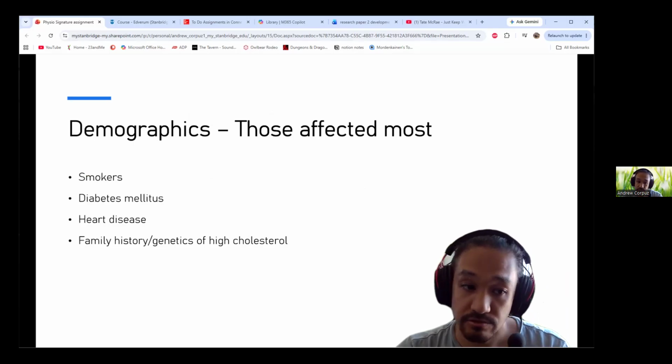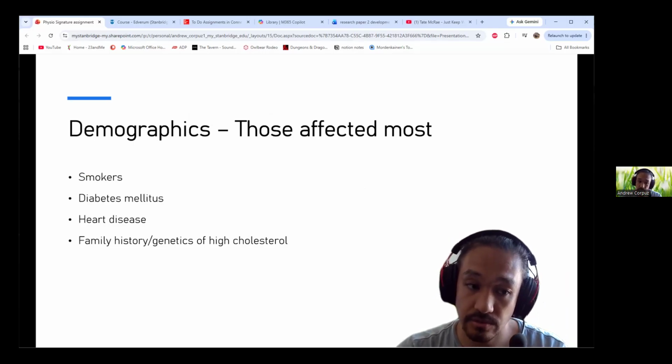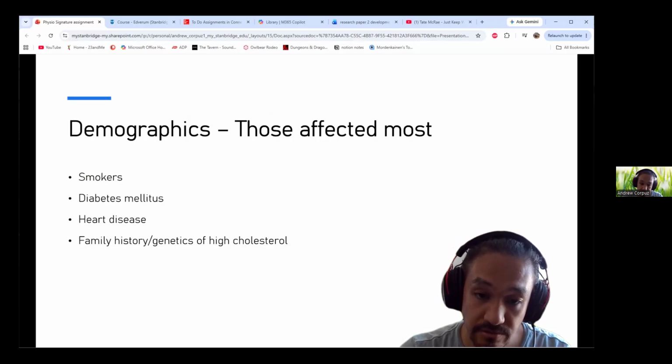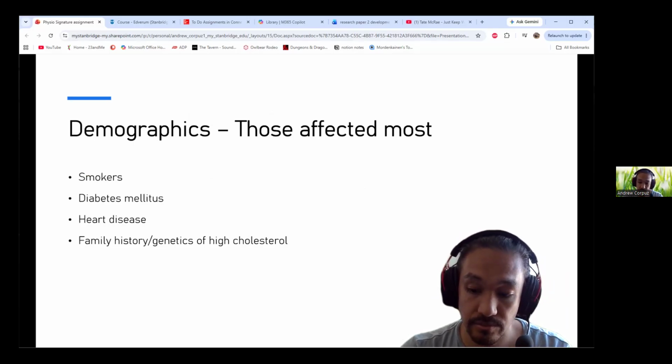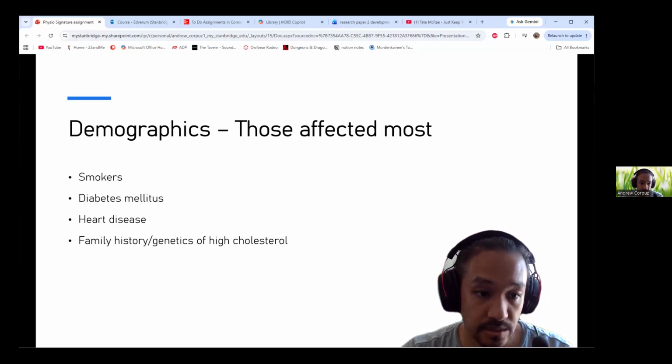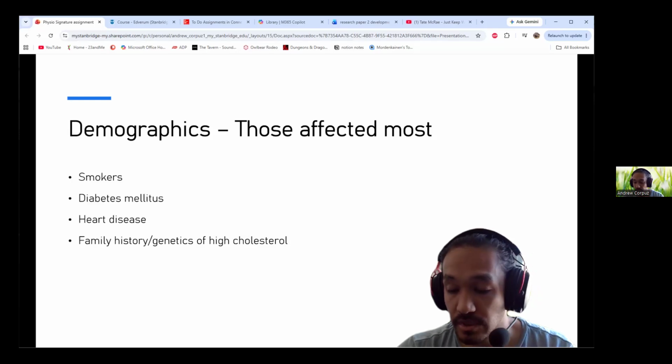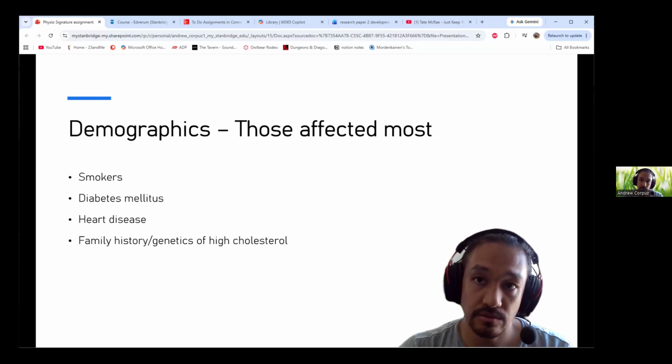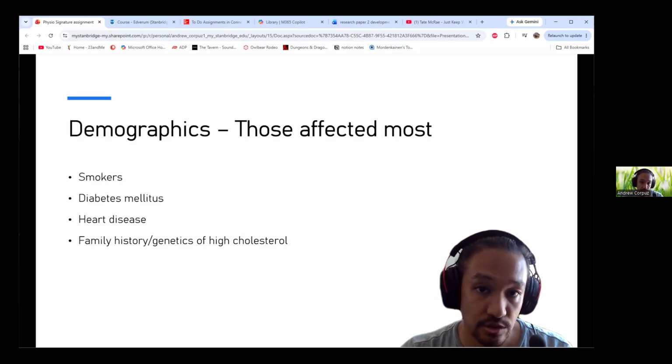It's going to affect people who smoke the most. It's going to affect people with diabetes mellitus, people with heart disease, and the common thing that all three of these people have is that their cardiovascular system is greatly affected. We've seen that with smokers, tissue perfusion and the hardening of your blood vessels is predominant. In diabetes mellitus, you get the same thing, but also there's insulin sensitivity, less tissue perfusion.